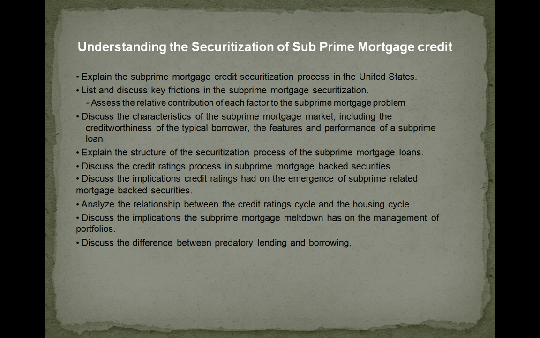Now we move on to the implication of the subprime mortgage meltdown on the management of portfolio. Currently, the rating agencies collectively monitor approximately 10,000 mortgage pools. It would be impractical to monitor each pool on a monthly basis in detail. It is current practice to annually review each individual pool.